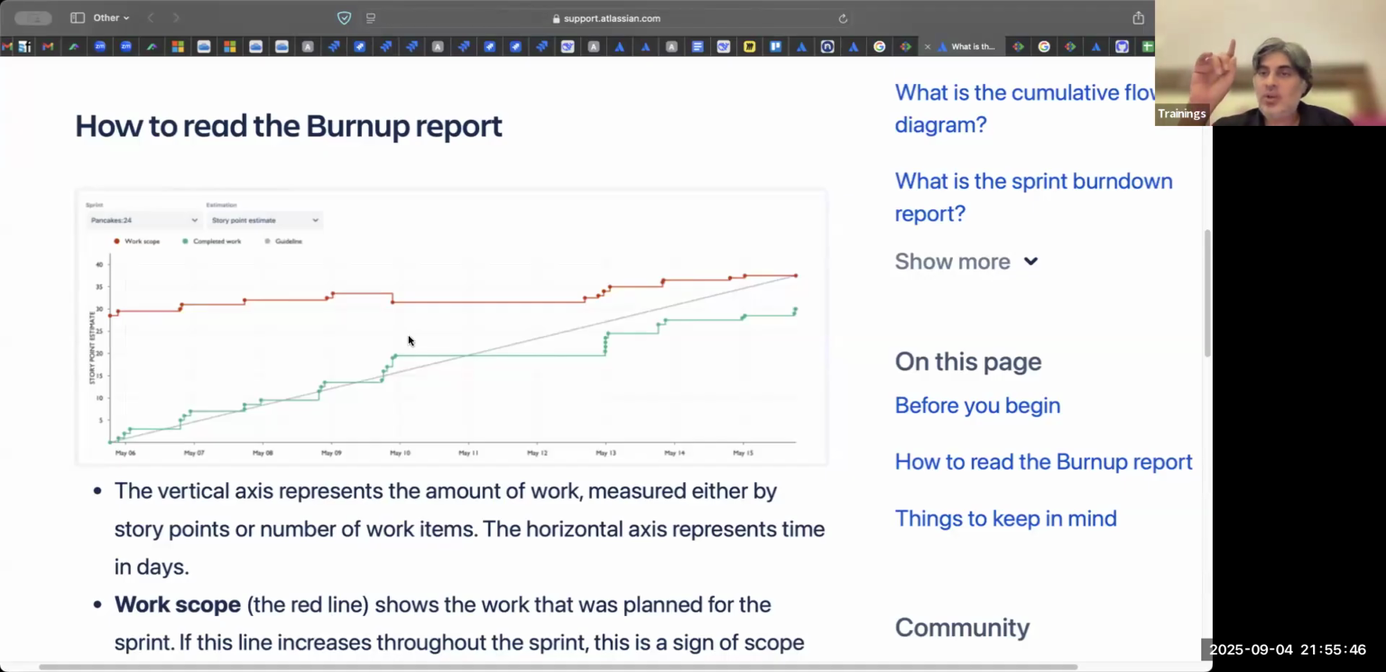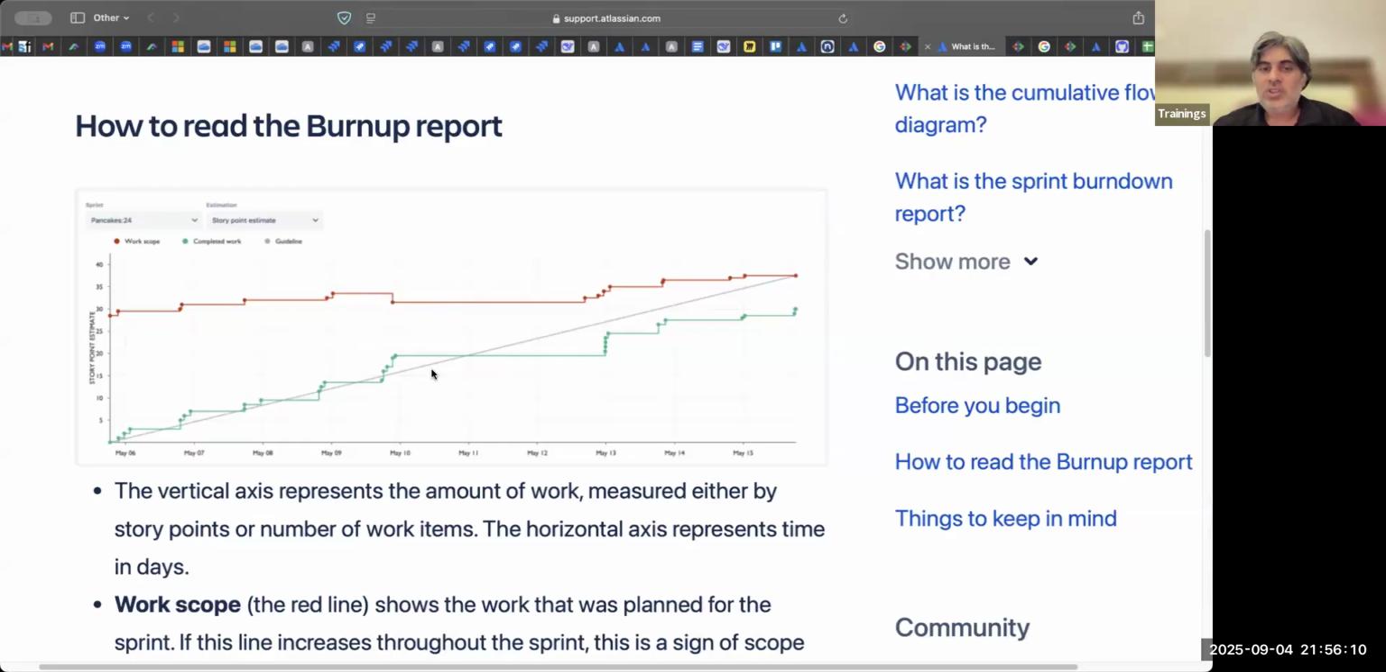In burn down, there is only one line, remaining work. In burn up, there are 2 lines, completed work and the work scope. Burn down is primarily used by Scrum Masters to track a release or a sprint. Burn up is typically used by agile coaches or release managers to see if any scope creep is happening.